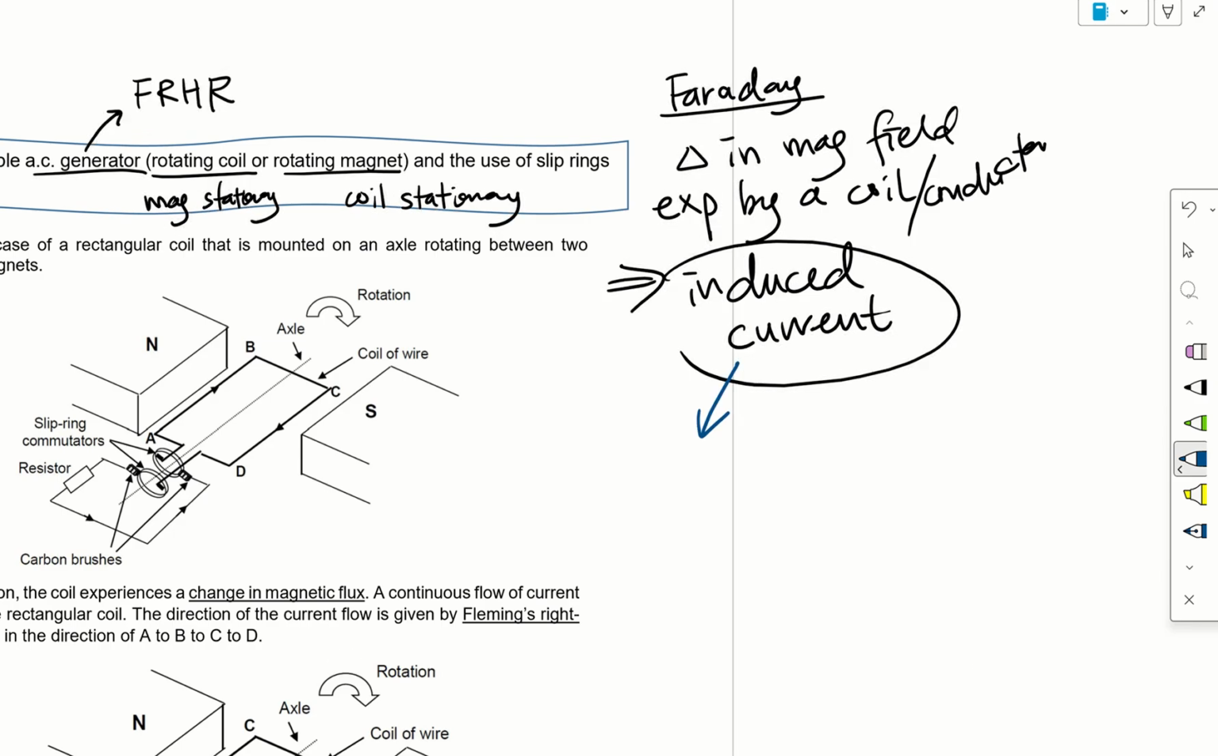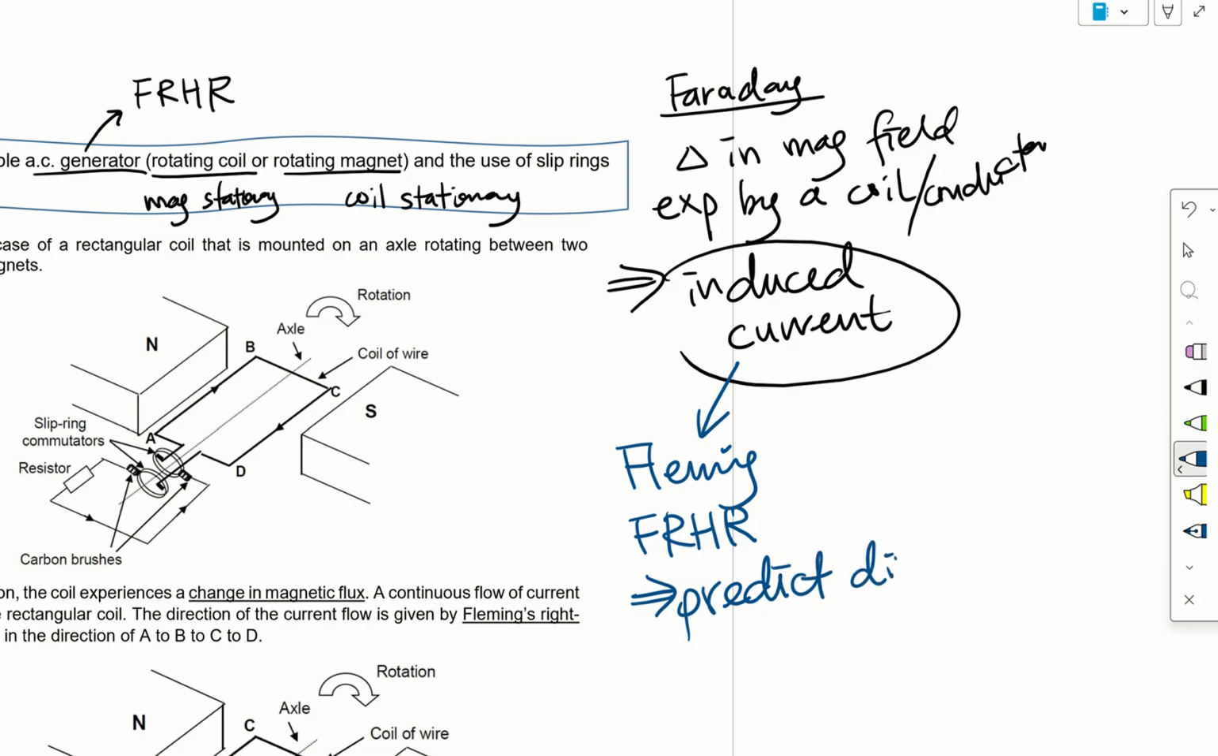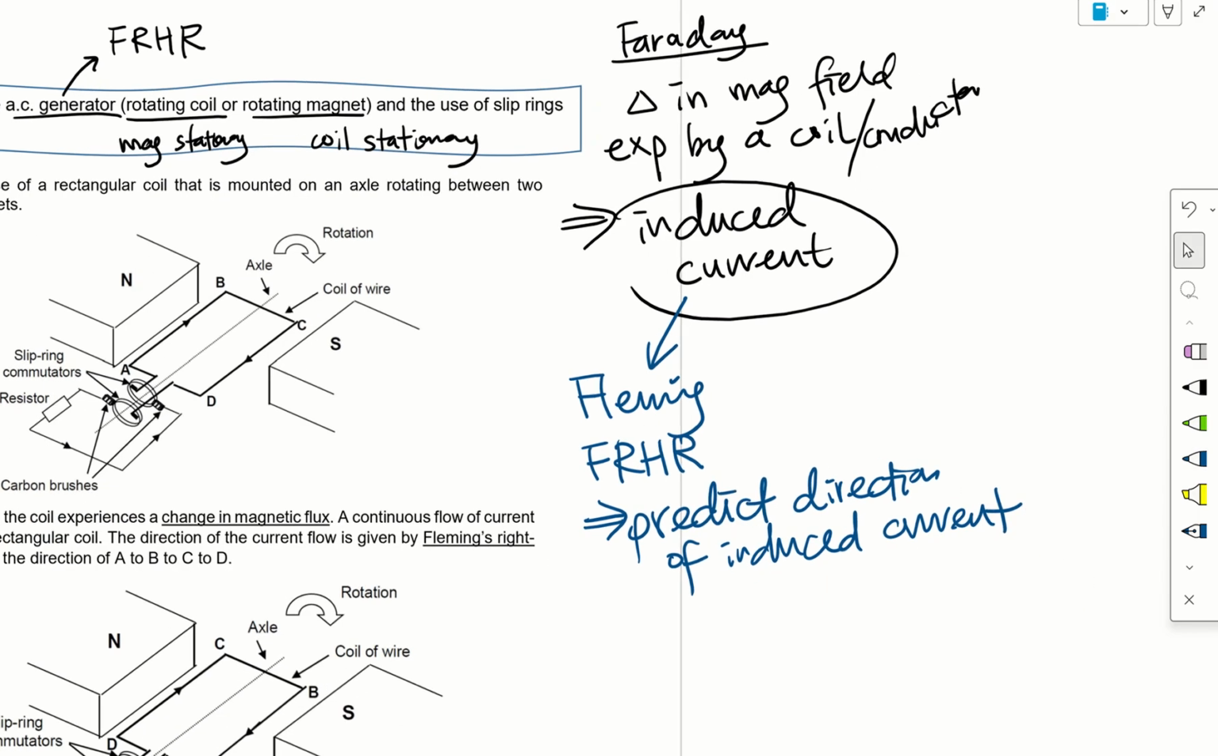The next one is Fleming. When he uses Fleming right hand rule, he can predict the direction of induced current. That means you will know the direction of the induced current if you apply his Fleming right hand rule.